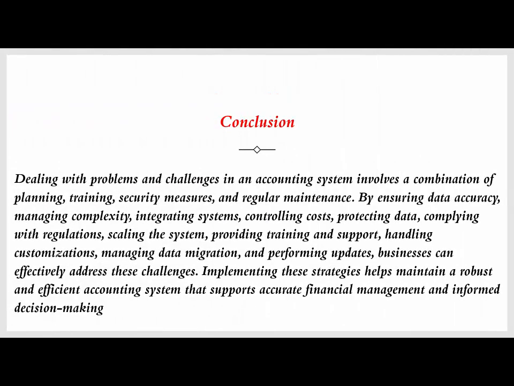Conclusion: dealing with problems and challenges in an accounting system involves a combination of planning, training, security measures, and regular maintenance. By ensuring data accuracy, managing complexity, integrating systems, controlling costs, protecting data, complying with regulations, scaling the system, providing training and support, handling customizations, managing data migration, and performing updates, businesses can effectively address these challenges.